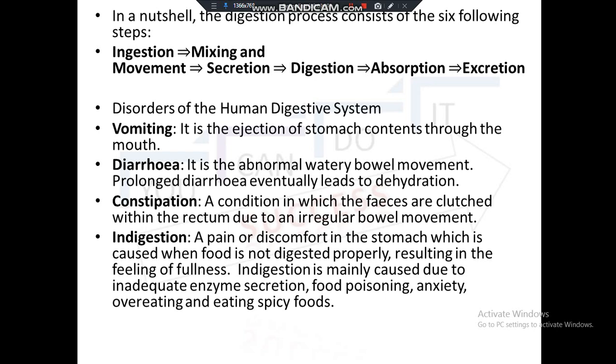Certain disorders involved with the digestive system are, first of all, vomiting. If the food comes back from the stomach into the mouth, it results in vomiting. Diarrhea is an abnormal watery bowel movement, that is, when water is not properly reabsorbed by the large intestine. Constipation is when there is irregular bowel movement. And indigestion is when the food is not digested properly and there is a feeling of acidity. It happens usually when you take in spicy foods.